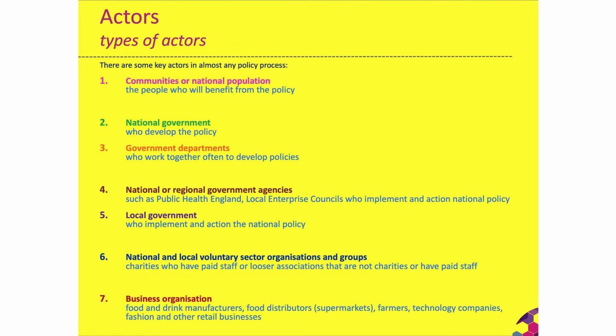And lastly, but not least, are business organisations, and examples of these are food and drink manufacturers, for example the alcohol manufacturers or the tobacco industry, food distributors like supermarkets, farmers, technology companies like Apple, Facebook, Google, fashion and other retail businesses like Next, Zara, H&M. All of these are business organisations that might link into public health issues.